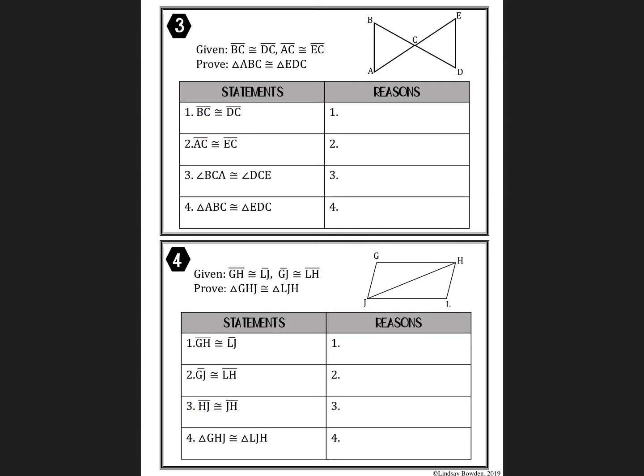For the third proof, the first 2 statements were given. So we will start by marking those. The first one is a set of sides. Again, we're going to mark side BC with 1 tick mark directly in the center, and same thing with DC. The second statement is also sides, so we're double marking this time. So AC is right here, and EC is here.